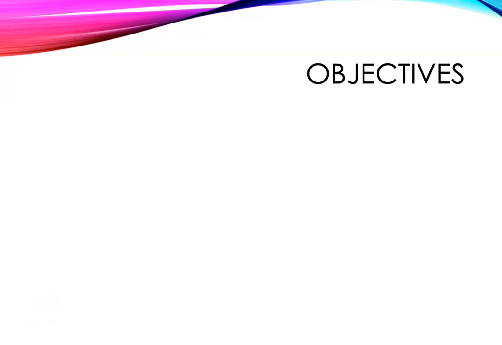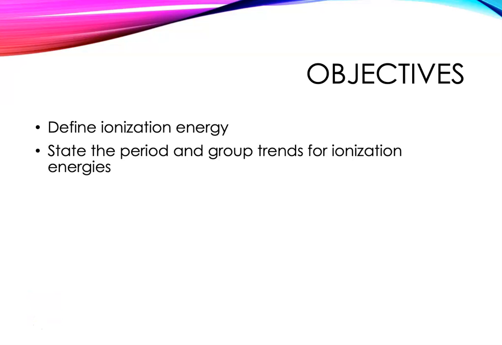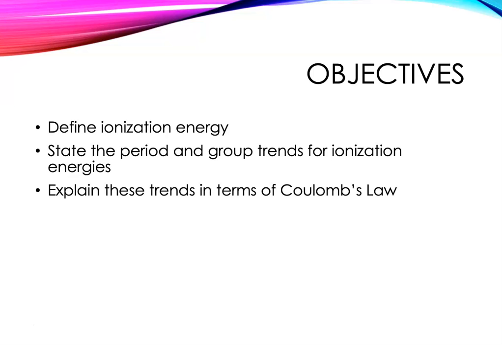So what are we going to talk about in this webcast? Well, first we need to define ionization energy. You need to know what it is. And then we're going to state the period and group trends for ionization energies and explain these trends in terms of Coulomb's law, which is a really important emphasis in AP Chemistry. And of course, we're going to do practice problems that are AP Chemistry style.